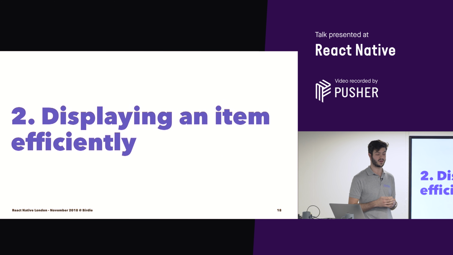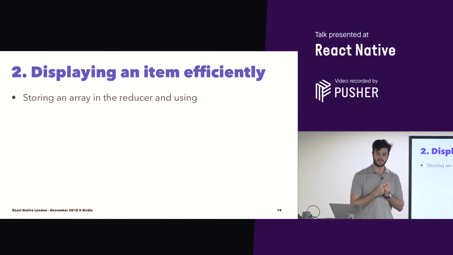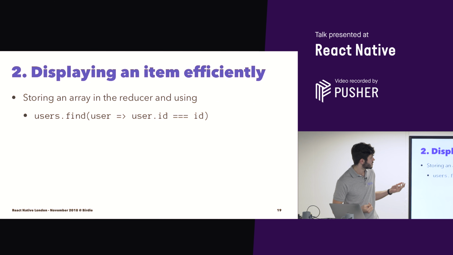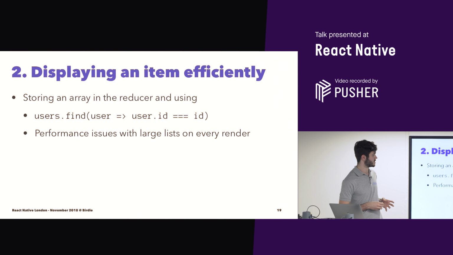And we have some performance issue as well. To solve some of this, you have to store the array of clients in your reducer, and then use some kind of selector like this, so users.find, and then you find the user for this user ID, or the client with the client ID, and that could be settled, right? This is what we did at Birdie for the beginning, but this has a huge performance issue.